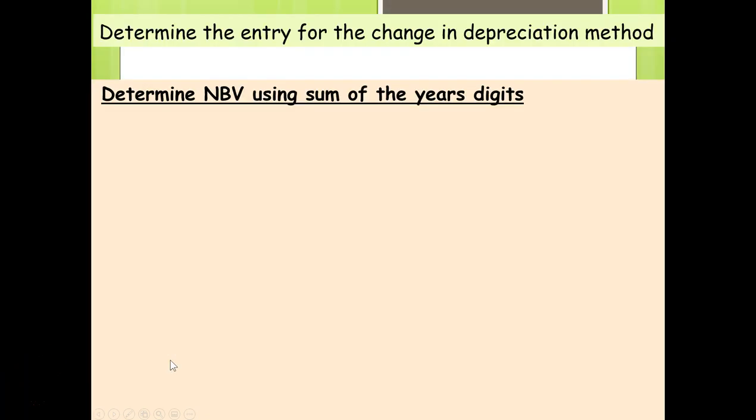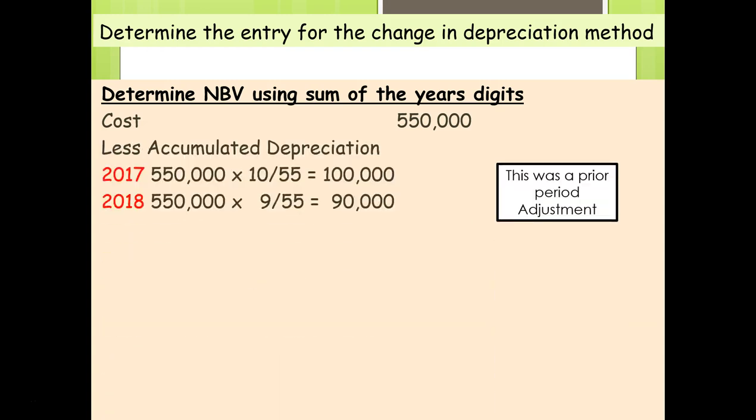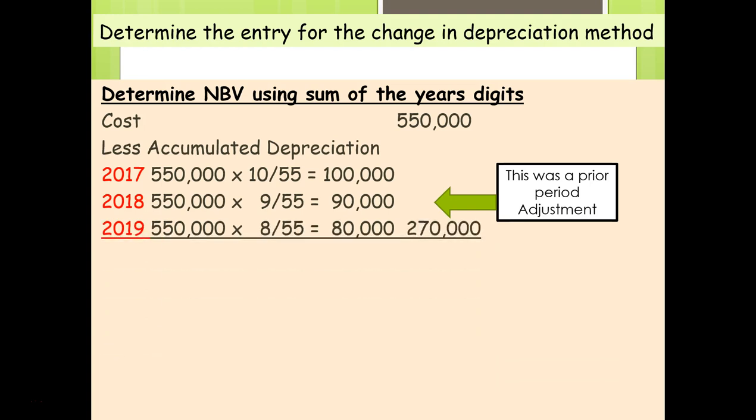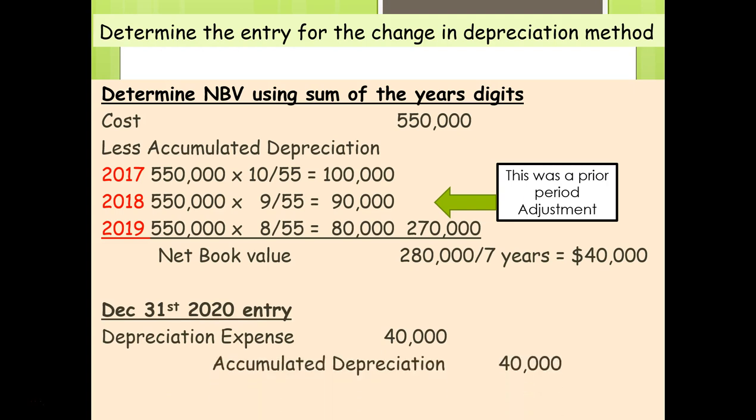Now, determine the entry for the change in depreciation method. Determine the net book value using sum of the year's digits. We'd have our cost less accumulated depreciation for our 3 years. And that would give us our net book value. We have 7 years remaining, so we'd have $40,000. And our December 31st entry would be $40,000, and accumulated depreciation, $40,000.